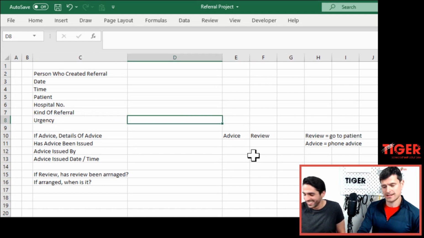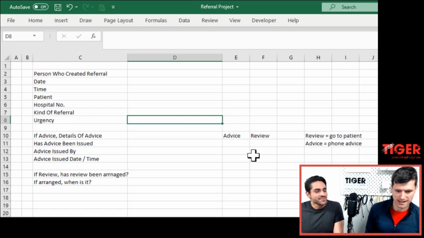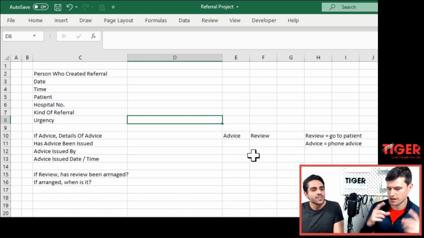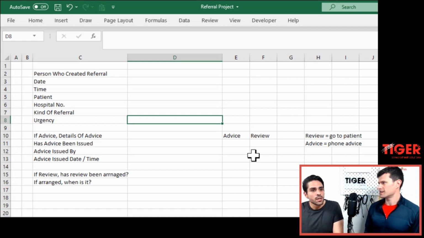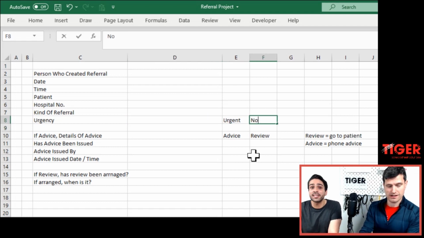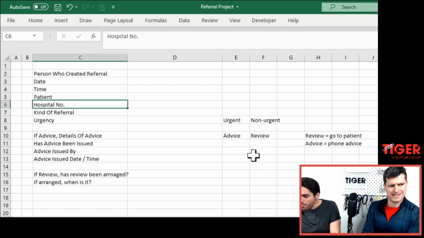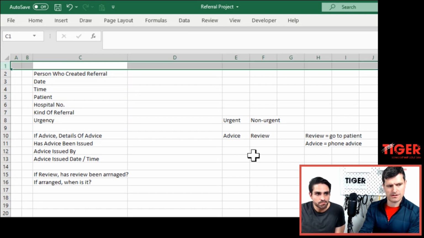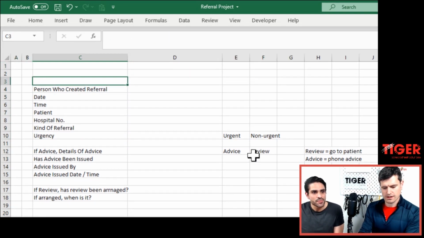So urgency, yeah. How would you categorize the levels of urgency? I would just say urgent or not urgent. We're very technical in the NHS. Love it. That's a medical term as well. That's all good. Okay, so we've got basic details. Yeah, we can start with some subheadings in here. Oh yes. So let's have basic details here.